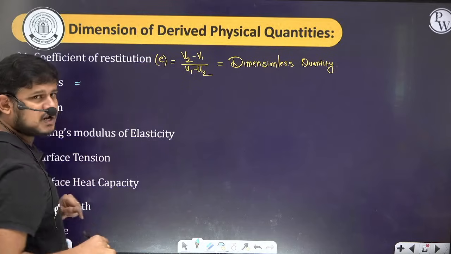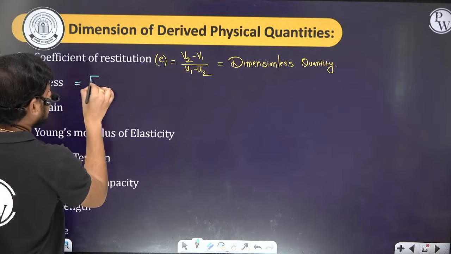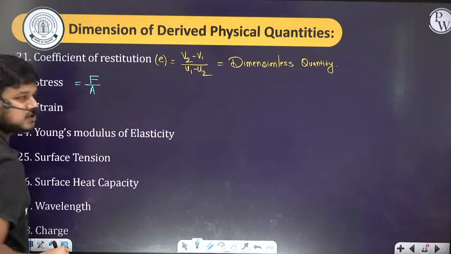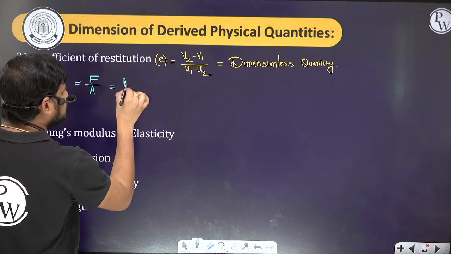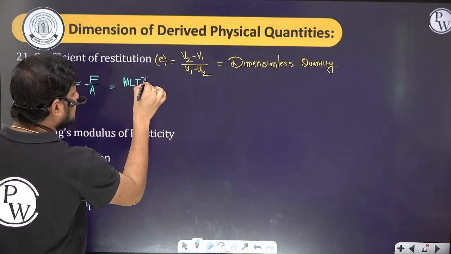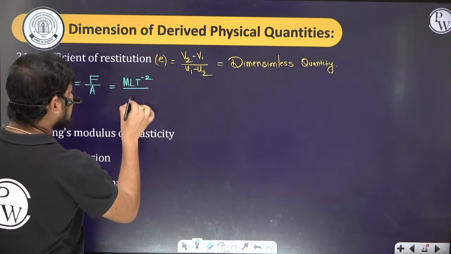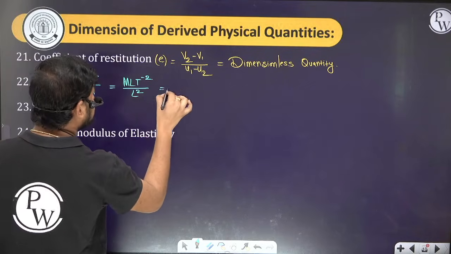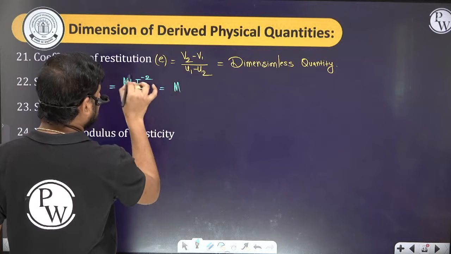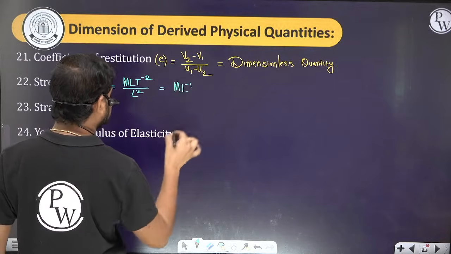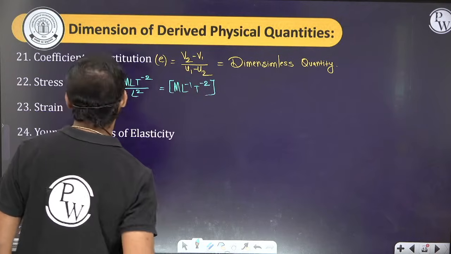So stress you already know, right? What's the stress formula? Force upon area. So you know the dimensions of force. What are the dimensions of force? M L T to the power minus 2. And area means L square, right? So this comes out to be M L to the power minus 1 T to the power minus 2. So these are the dimensions of stress.